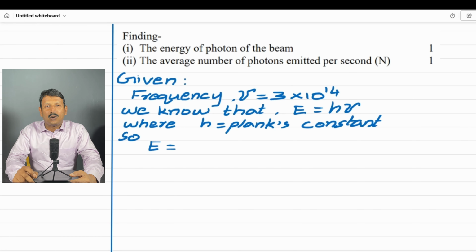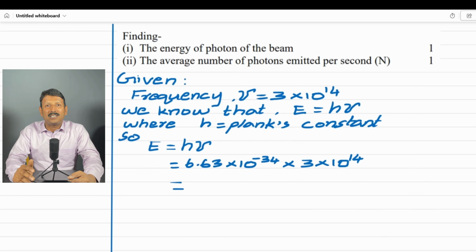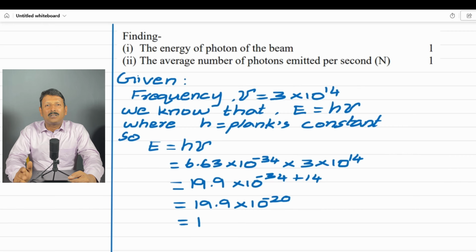So E is equal to h nu. Substitute the h value, 6.63 into 10 raised to minus 34, into the frequency given here, 3 into 10 raised to 14. So 6.63 into 3 is 19.9, and you know the exponents add, right? 10 raised to minus 34 plus 14 will come because of the base multiplication here. So 10 raised to minus 20. Now write in standard form: 1.99 into 10 raised to minus 19 joule. This is the energy.